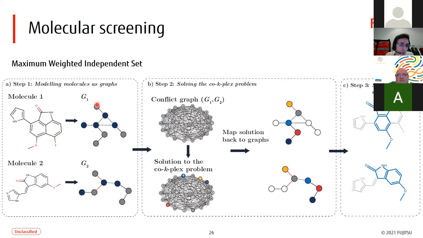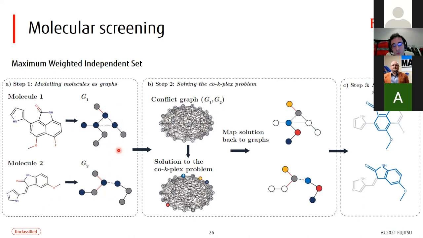So this is a simplification of the molecules, and this is a good simplification in order to solve the problem. The same goes for the second molecule. We can see these cycles that are represented by just one node. And when we have these graphs, what we need to do is build a conflict graph. This conflict graph has several parts of these molecules.